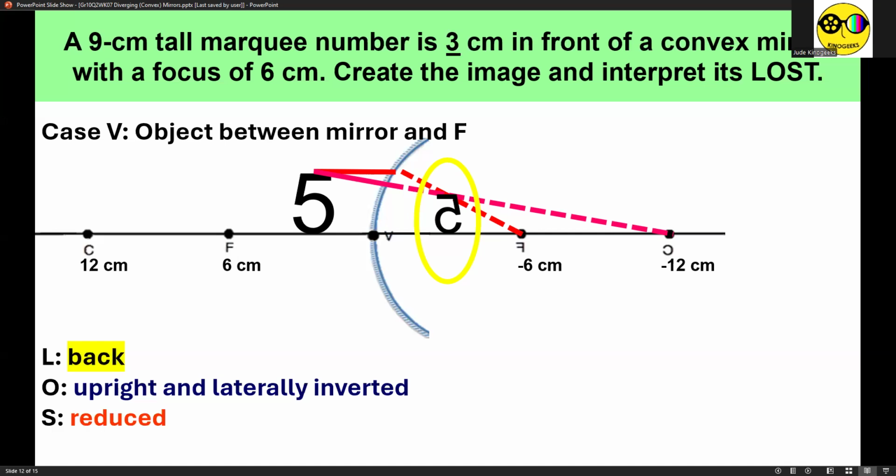The size of all of them will be reduced, so the height decreased compared to the height of the object. And finally, because the intersection happened between two broken lines or imaginary rays, all images will be considered virtual. And that's it for the ray diagram of images formed by convex mirrors.